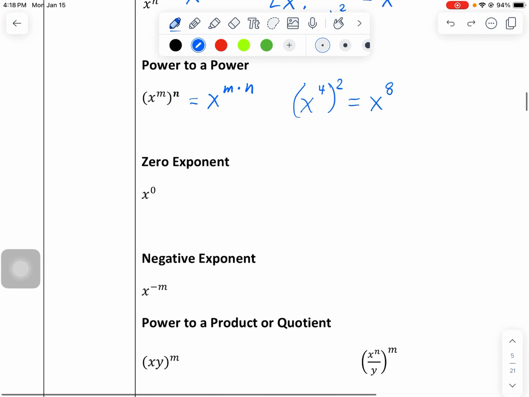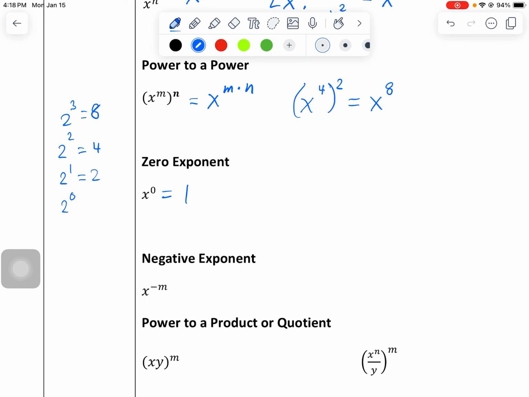Zero exponent, this is the best one of all. Anything to the 0 power equals 1. Just to explain that, let me do it with numbers so it makes more sense. 2 to the 0, 2 to the first, 2 squared, 2 to the third. This is equal to 2, this is equal to 4, and then 2 to the third is equal to 8.